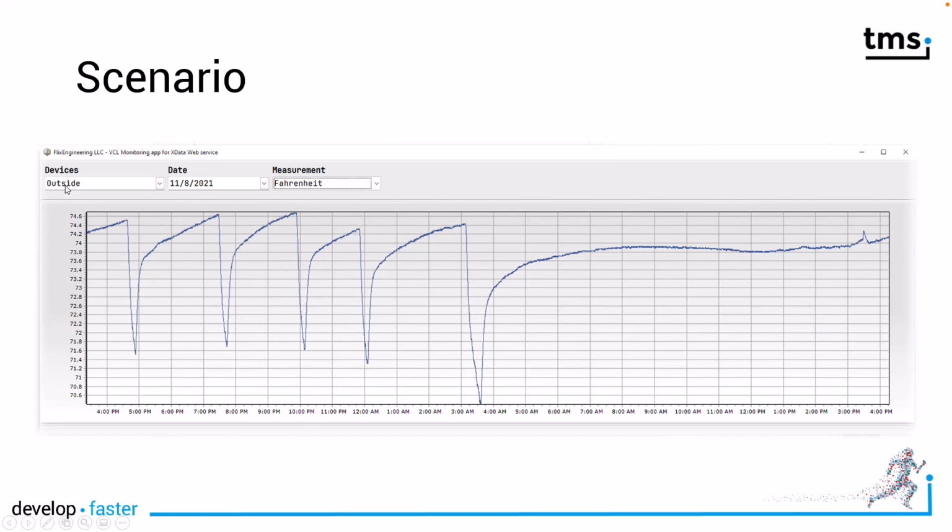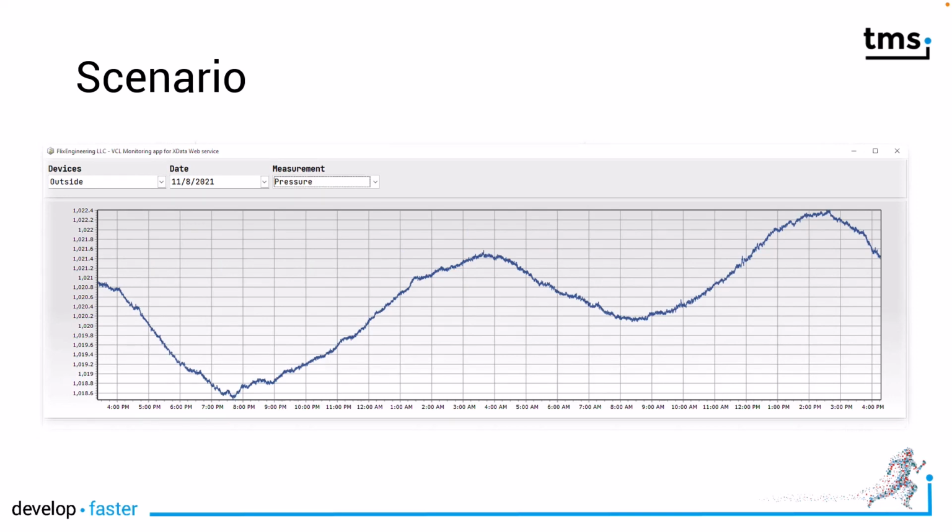Multiple devices will be supported. Here you see we selected the outside device for a certain day and the measurement that is supposed to be displayed. It might look strange at first that the temperature goes up and falls down like this. However, this is the normal progress of temperature in a house in Florida. At some point, the AC kicks in and the temperature drops and then it rises. However, what you see here is that at night, the cold front hit and the temperature stagnated and the AC didn't kick in anymore. So the room stayed warm, but the temperature didn't increase.